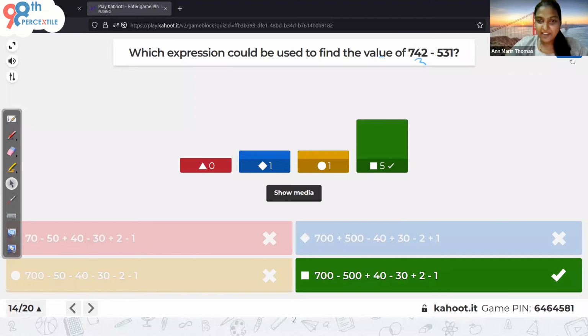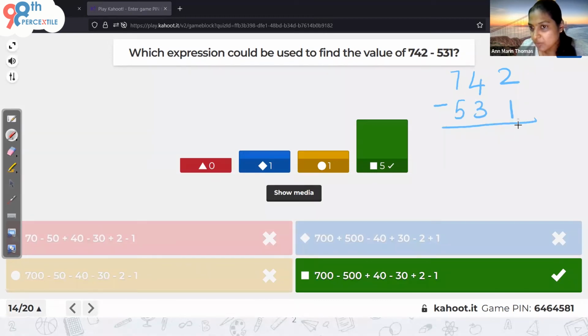Okay, good. I have 5 people with the right answer. All right, I think this took time, which was a bit tricky for you. No worries, students. Let's solve it together here. We have 742 minus 531. Quickly, what you had to do is 742 subtract 531, right? So 2 minus 1 is 1, 4 minus 3 is 1, and 7 minus 5 is 2. So your answer is 211, what you have to expect.